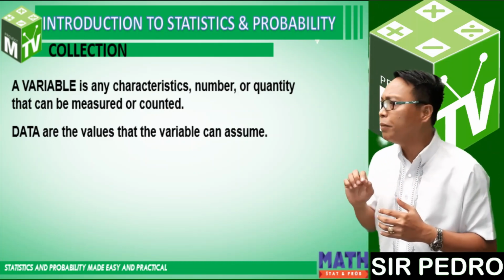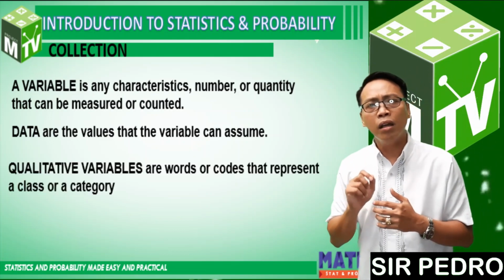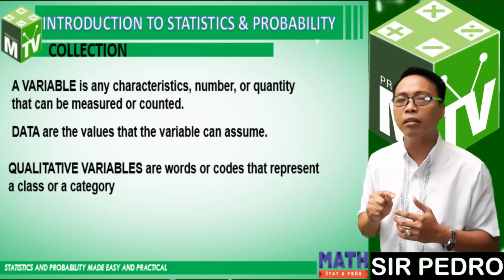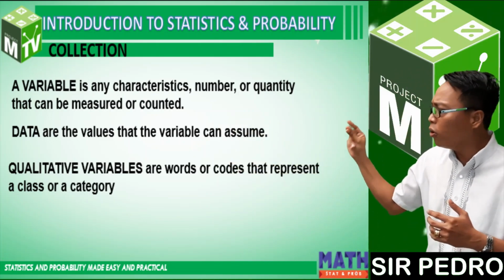The variables may be classified into two. You get the qualitative variable, or these are the words or codes that represent a class or category. Take note of the word class or category. You only talk of grouping.